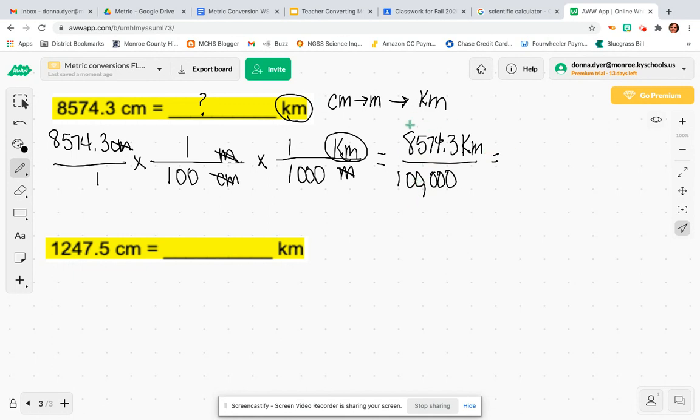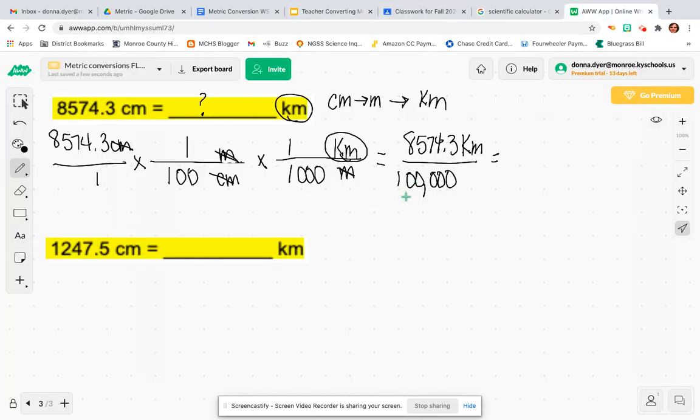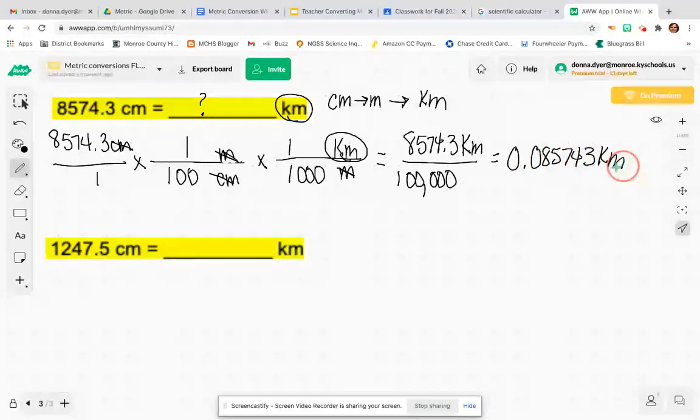Now we're going to divide. 8,574.3 divided by 100,000. And my answer is 0.08573, and don't forget your unit, that's kilometers.